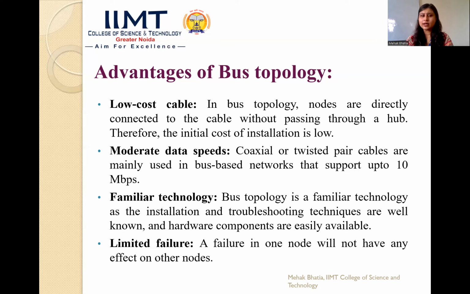And the next advantage is limited failure. Now, limited failure, what does this mean? A failure in one node will not have an effect on the other nodes. Let's suppose one device in the bus topology has stopped working. It will not have an impact on the other devices present on the network. So this is one of the main advantages of the bus topology, that if one device fails, it will not affect the other devices present in the bus topology.